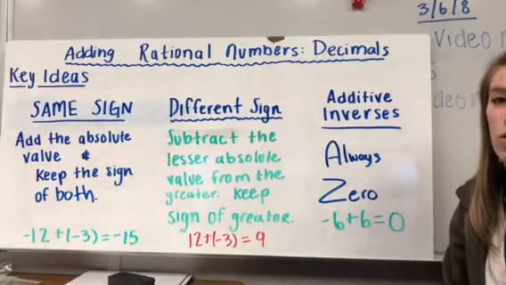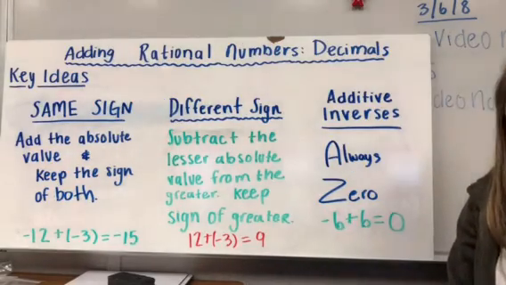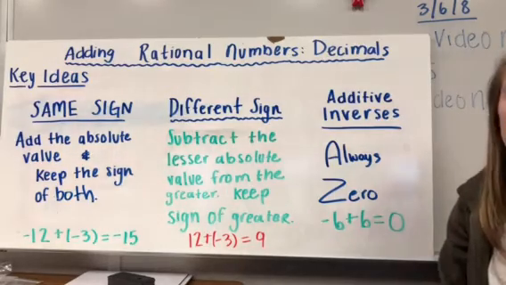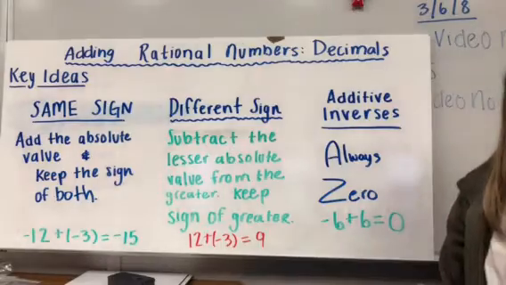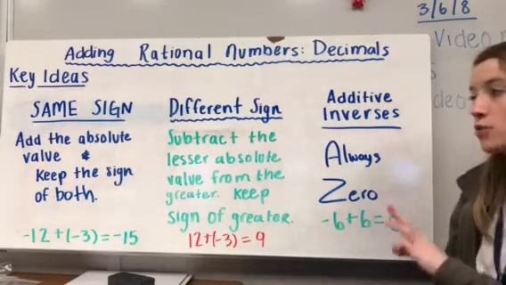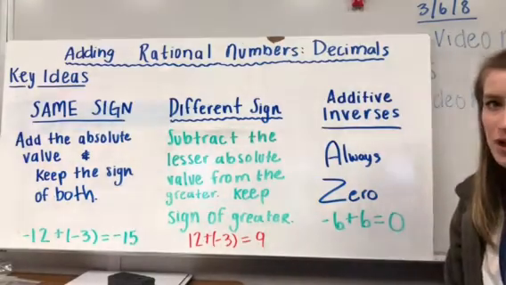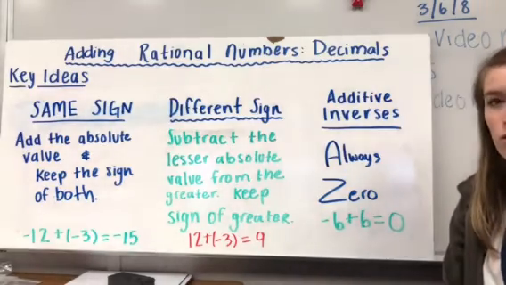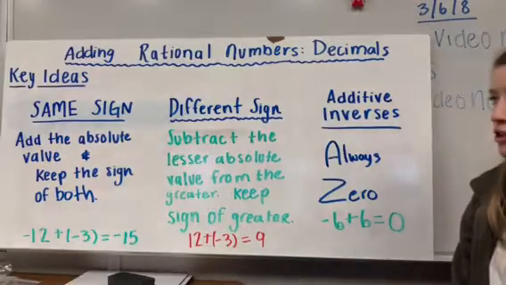Hi everybody, today we're talking about adding rational numbers. This time we're focusing on decimals. Just like last time we did fractions, decimals are also rational numbers. Three ideas that we need to talk about before we go on are the three rules of how we add integers that are also going to be applied to adding rational numbers.